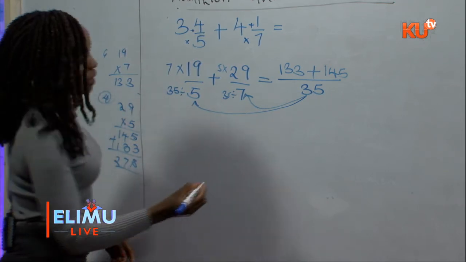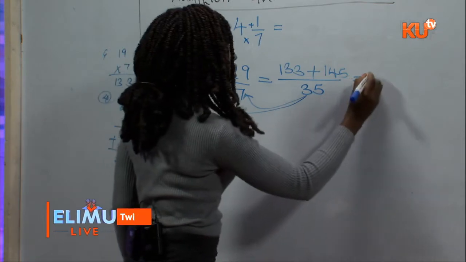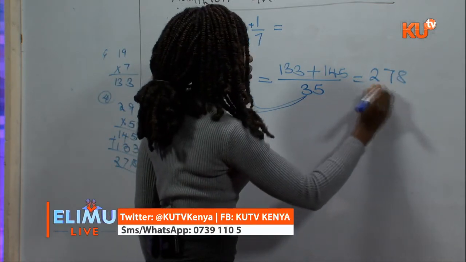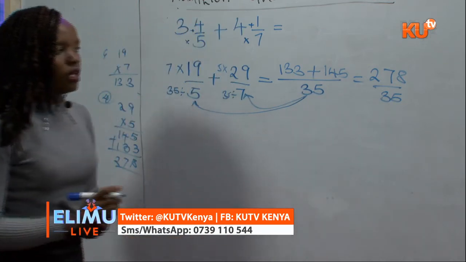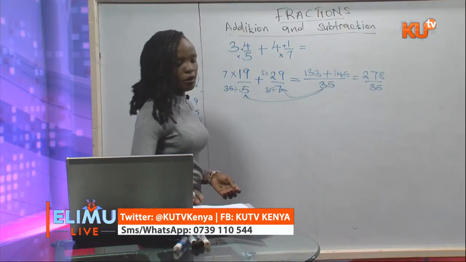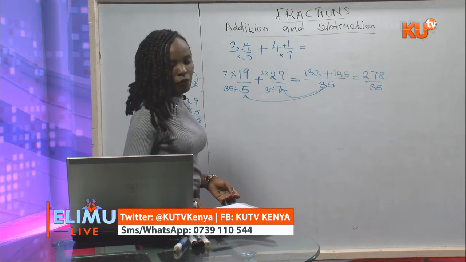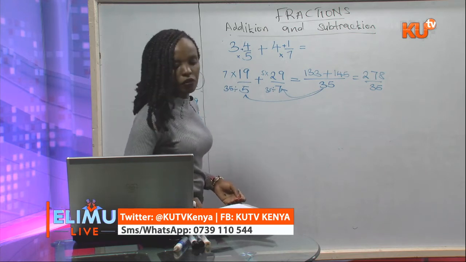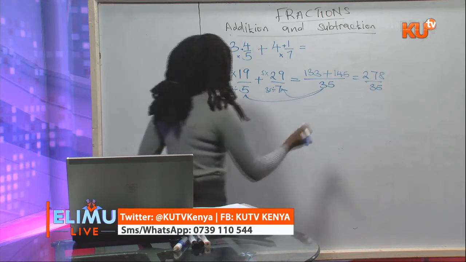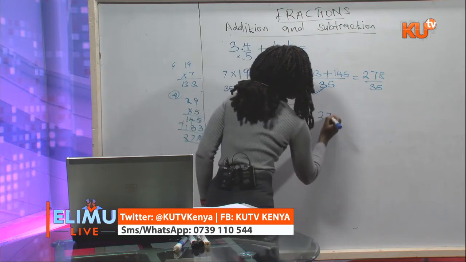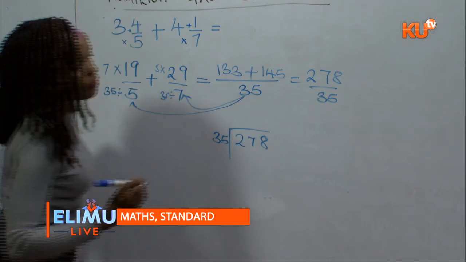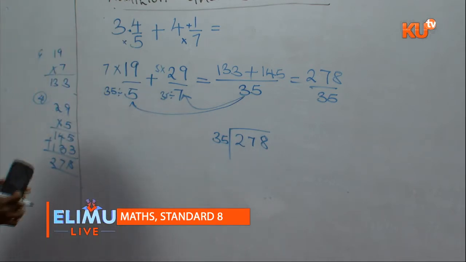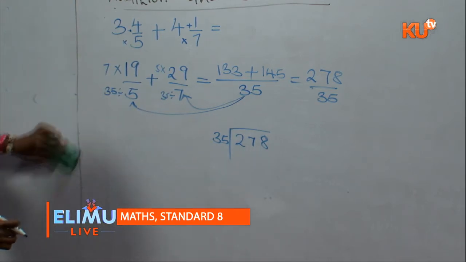You get 278 over 35. 278 over 35 is an improper fraction. We change to a mixed fraction. So we take 278 and divide by 35. We ask ourselves how many times 35 can go into 278.